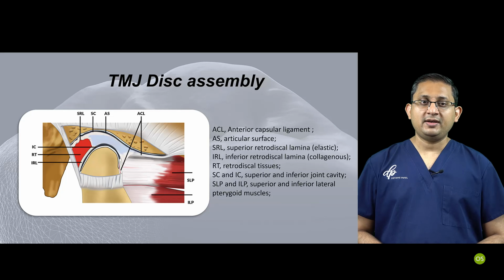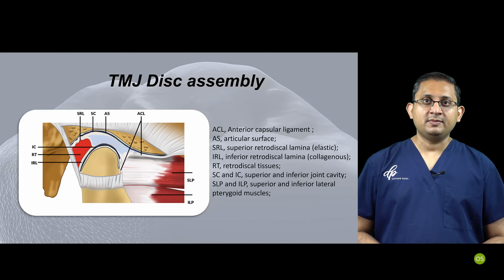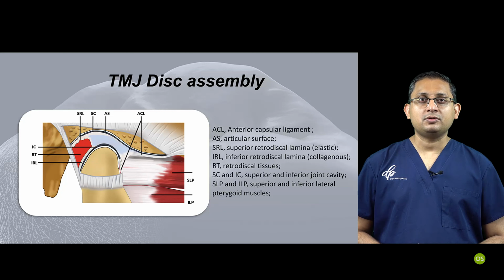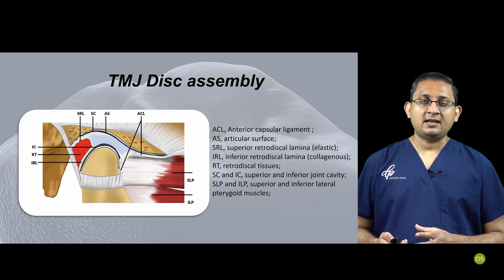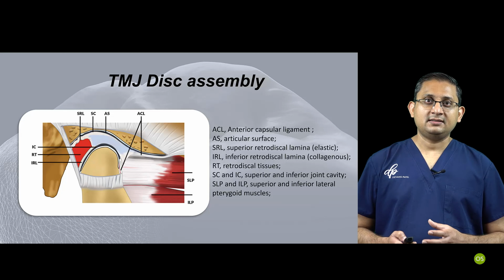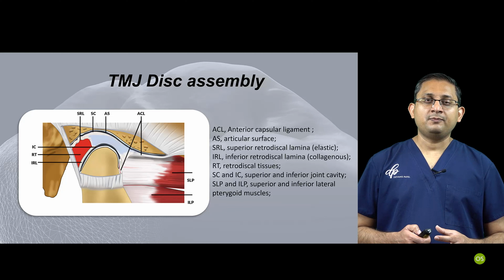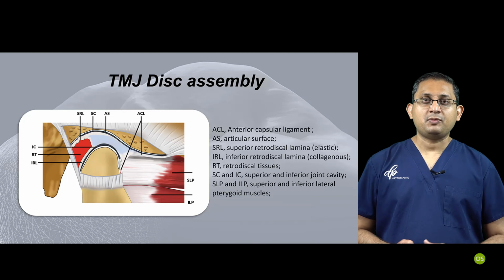You then have the superior and inferior joint cavity, which is full of fluid, and that allows frictionless movement of the mandibular joint. You have the superior and inferior lateral pterygoid muscles, which are also really important to understand because of their contribution to disc displacement or stability of the disc or temporomandibular joint.